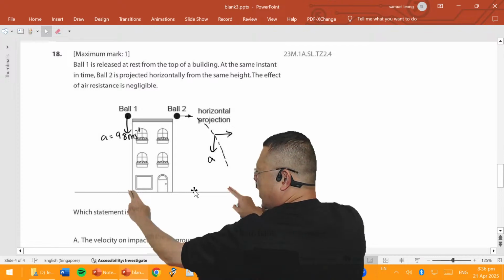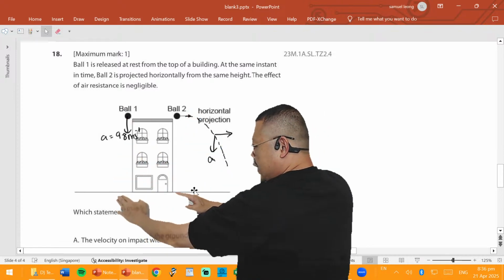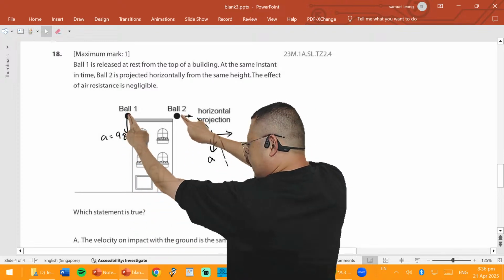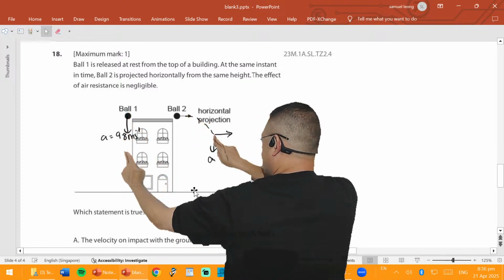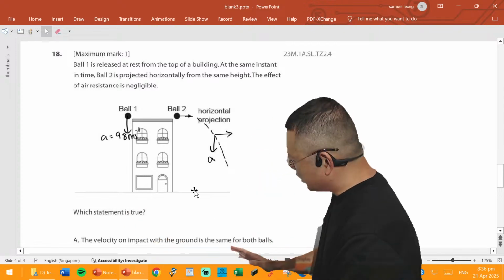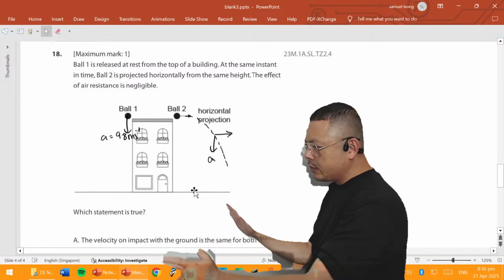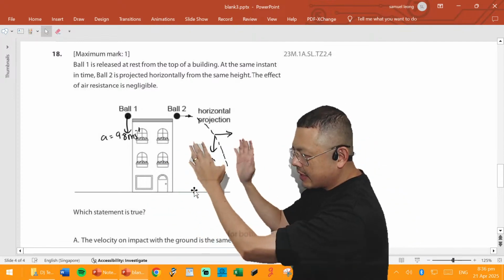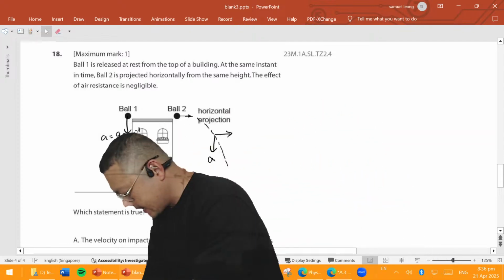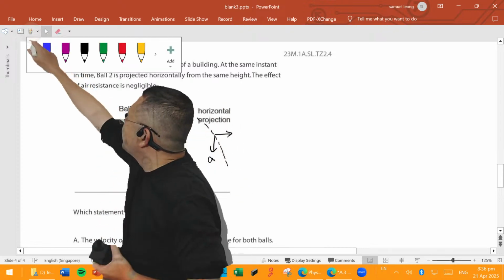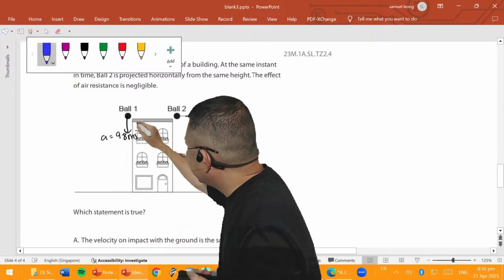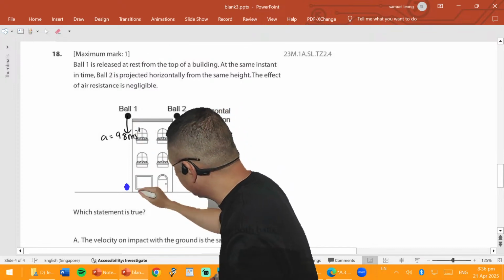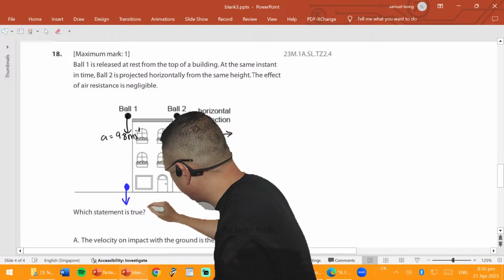Because their vertical displacement is the same and their vertical acceleration is the same, they will take the same time to cover the same vertical distance. So I'm anticipating maybe an option will be something like which statement is true, or they will hit the ground at the same time. Hopefully.